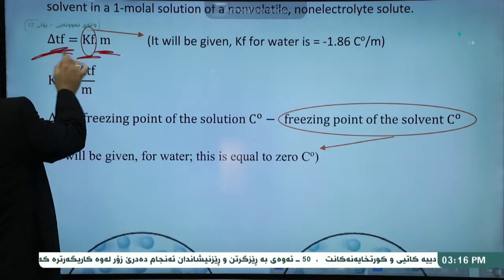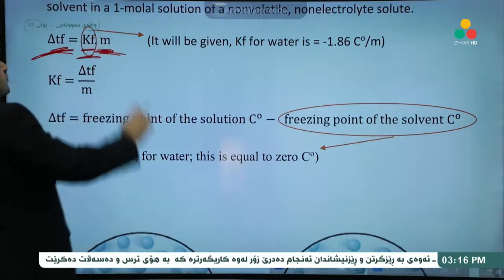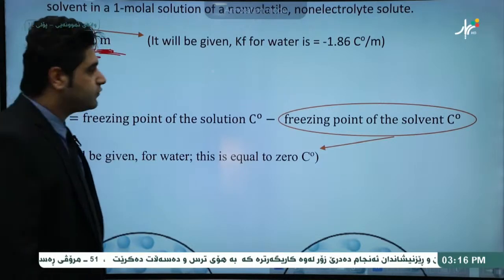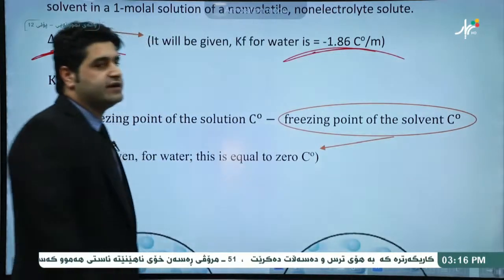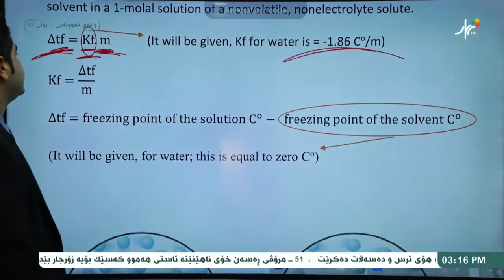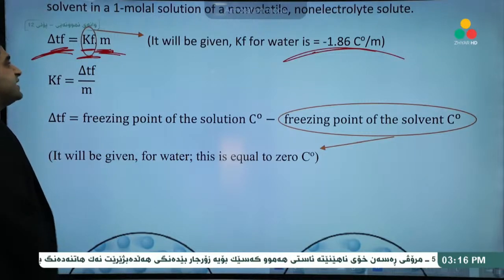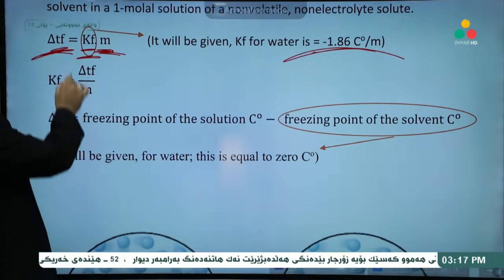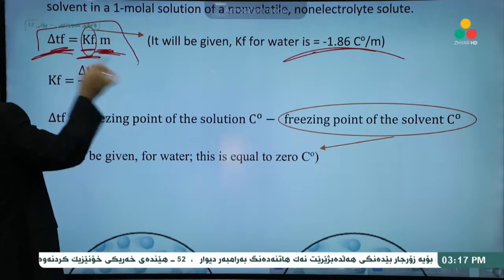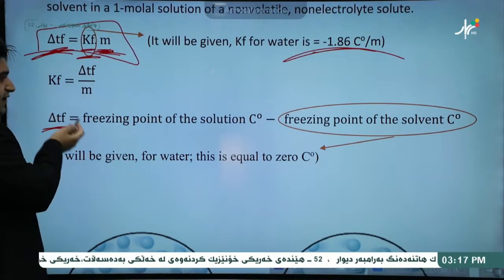So delta Tf is equal to Kf times molality. Kf should be given by the question, but for water we have to know that it's minus 1.86. But for the other solvents, it must be given by the question. So delta Tf is equal to Kf times molality.